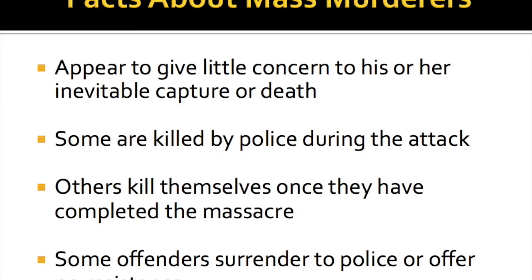Mass murderers appear to give little concern to their capture or death. We see this a lot with death by cop, where they just want to die and they just try to create chaos. Some were killed by police during the attack. Others killed themselves once they have completed the massacre. We had that in Florida at that nightclub, I believe, where he took his own life. Some offenders surrender to police or offer no resistance. And sometimes, depending on the mass murderer, they want to be idolized, or they don't have the guts to kill themselves after the acts that they perform.